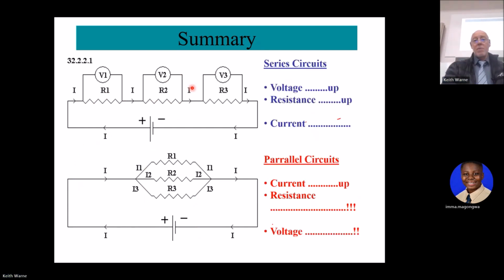So what happens to the voltage in a series circuit? The voltage? Now I've got a gap here for you to fill something in. I'm not going to tell you. Stays up. What happens to the voltage in series?